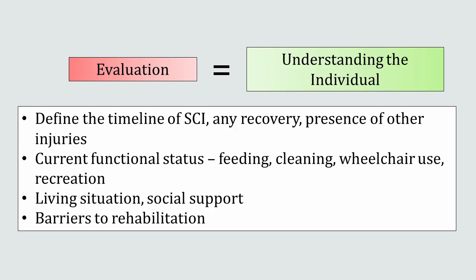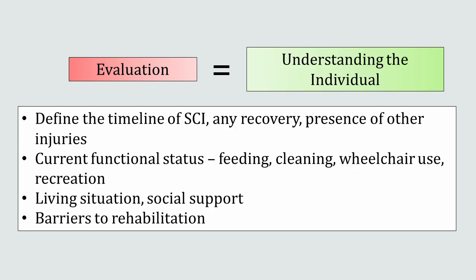We want to know any recovery that's occurred since the injury. We want to know the presence of other injuries like broken bones or other nerve injuries that are closer to the hand. We want to know about current functional status. How do you feed? How do you clean? How do you use a wheelchair? What do you like to do? And what are the strategies that you use to accomplish those things?